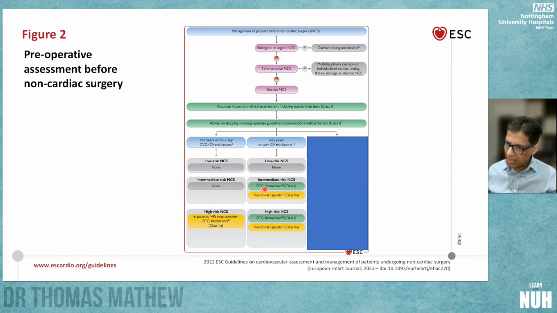If the functional capacity is limited, further testing should be guided by the biomarkers and ECG. If the biomarkers and ECG are again normal and the functional capacity limited, still, they can go ahead with surgery, accepting a small risk. If there are abnormal biomarkers or ECG and poor functional capacity, further testing is recommended.